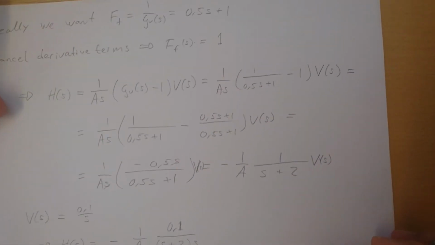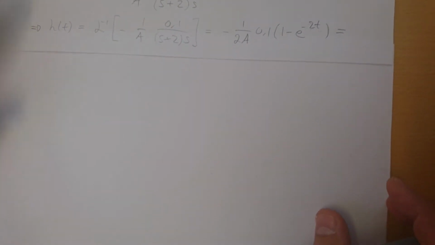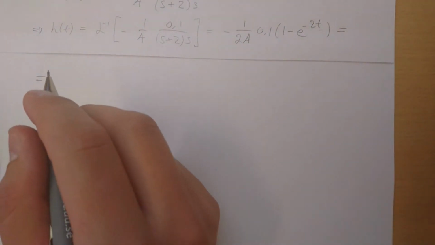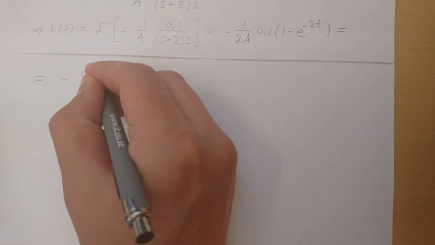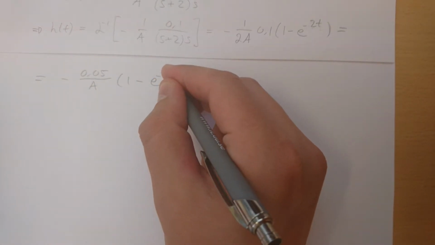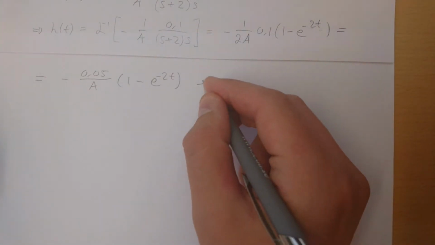And we can write this in one more step to make it look a little bit nicer. Let's see, so this is equal to 0.1 on 2, which is 0.05. So this is minus 0.05 on the area A times 1 minus e to the power of minus 2t, like that. So this is the step response for this water level when we use that feed forward compensation without the derivative terms.